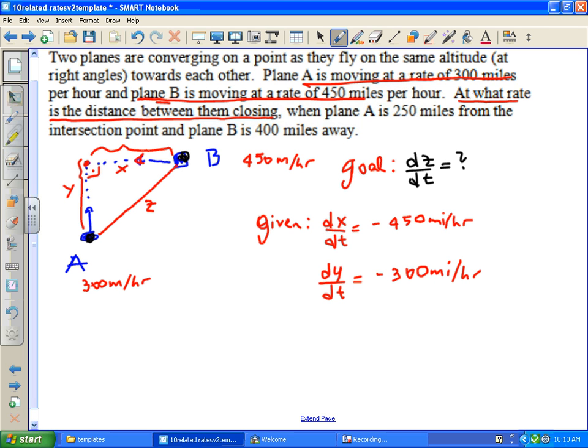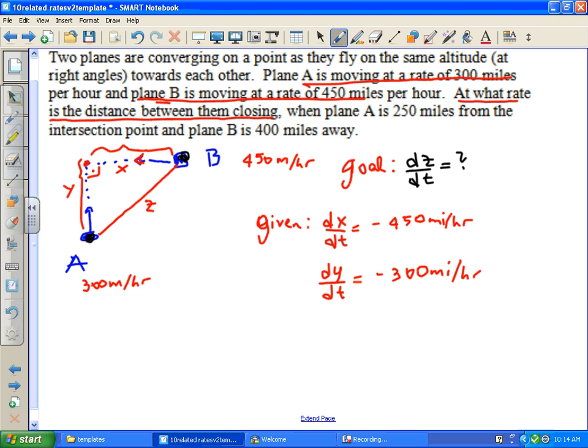Pardon me? The reason it's negative is because the distance y is getting smaller and smaller. What is the distance y? y is the distance from where the plane is right now to the point that it's going towards. So as it travels in that direction, that distance is getting smaller. Therefore, we have a negative rate of change. And we don't know the answer for dz/dt right now. That's our goal. But give me your estimate. Do you think it's going to be positive or negative when we're all done with this problem?